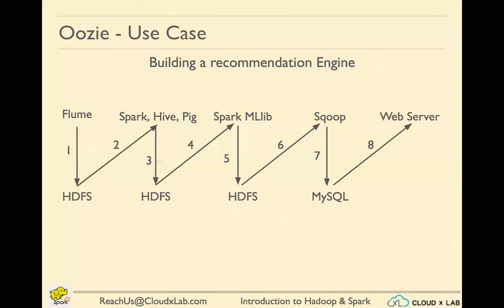Okay, so this is the example. If you have to build recommendations like Amazon, this is the workflow you will follow. Again, this is an example of a pipeline, and this is the way we go ahead.